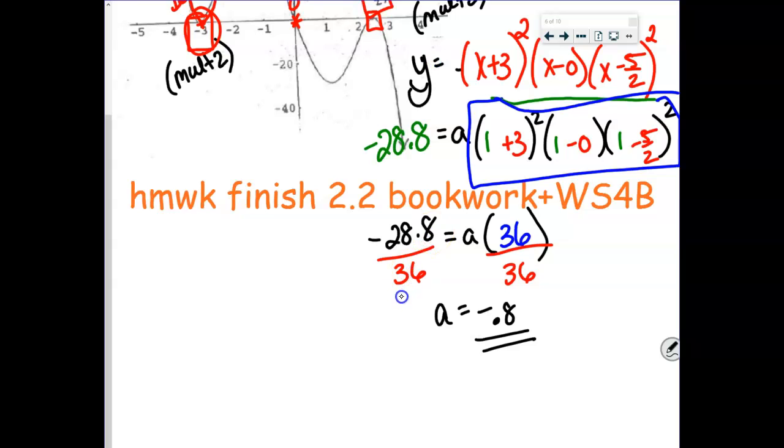What? Did you divide them backwards? It's -28.8 divided by 36. Yeah. Oh, that sounded like a baby. Baby? Yes, calculators are my babies.